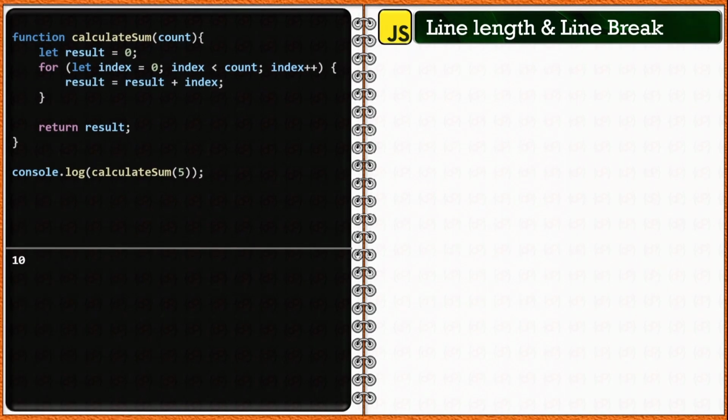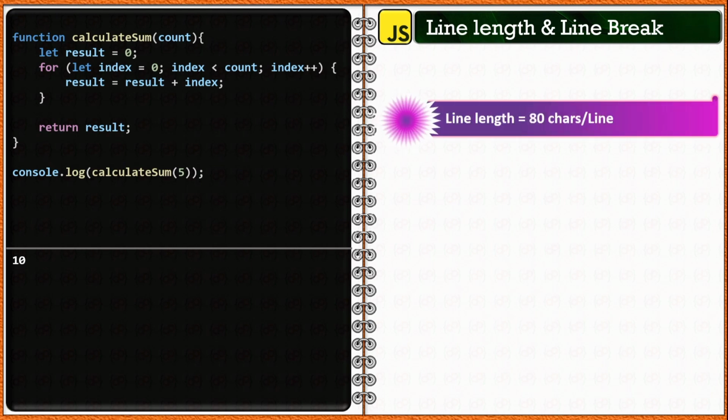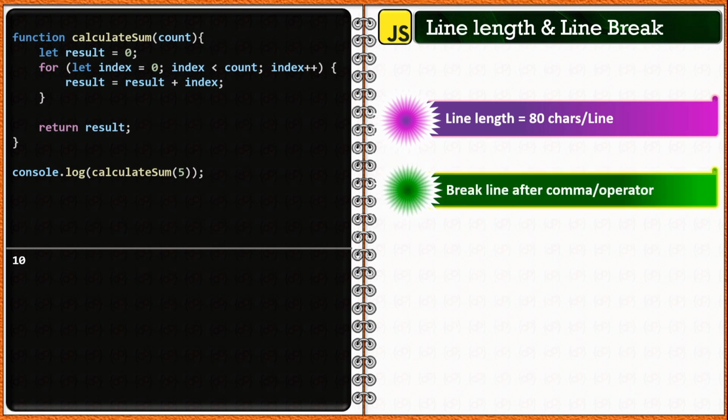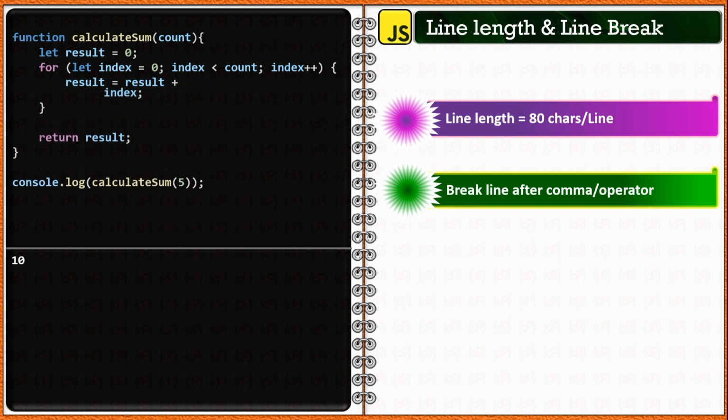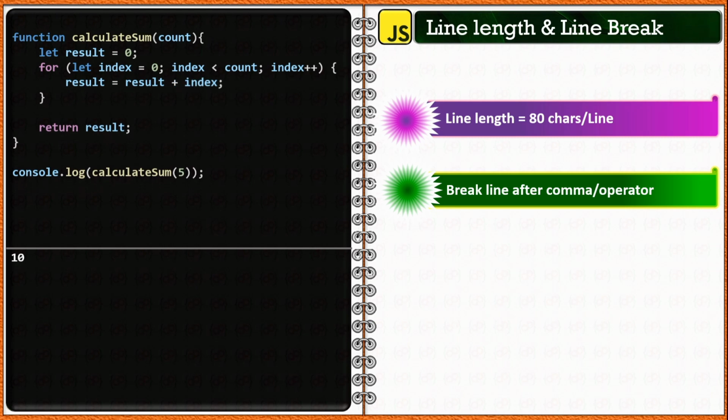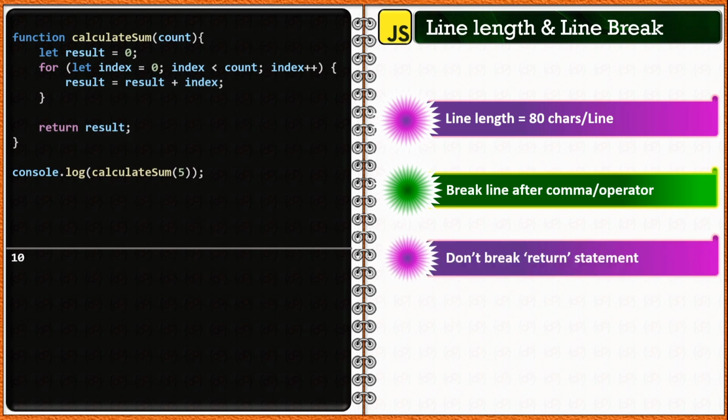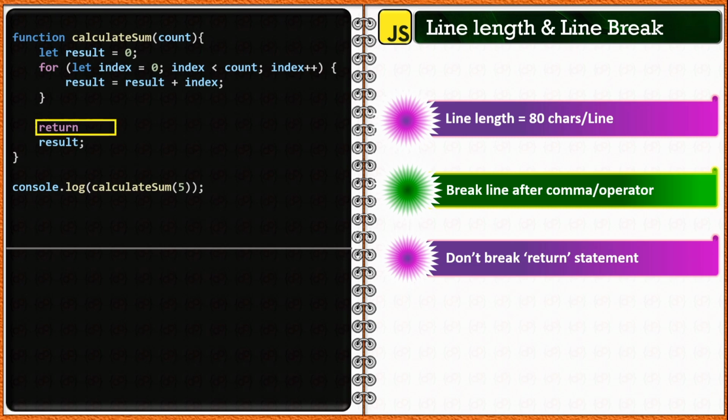Line length and line break. For better readability of the code, it is better to have a maximum of 80 characters per line. If the code goes beyond that, it is better to break the code line after a comma or operator like this. But be careful with return statements. We should not break the return statement. If you break the line after the return keyword, JavaScript will consider that as the end of the return statement and it will lead to undesirable results.